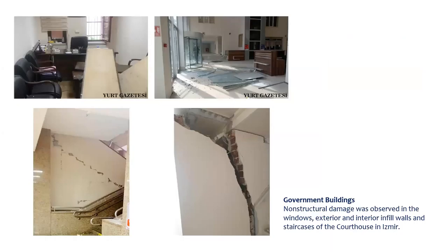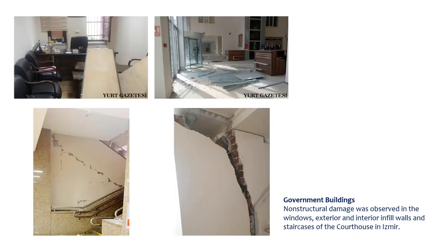Here you can see damage that was observed in a hospital in Izmir, and in government buildings. We had a lot of non-structural damage. And again, you can see here some of the interior walls of the courthouse in Izmir. There was also a lot of damage reported in new buildings built during the last 10 or 15 years, where a lot of non-structural damage was reported.